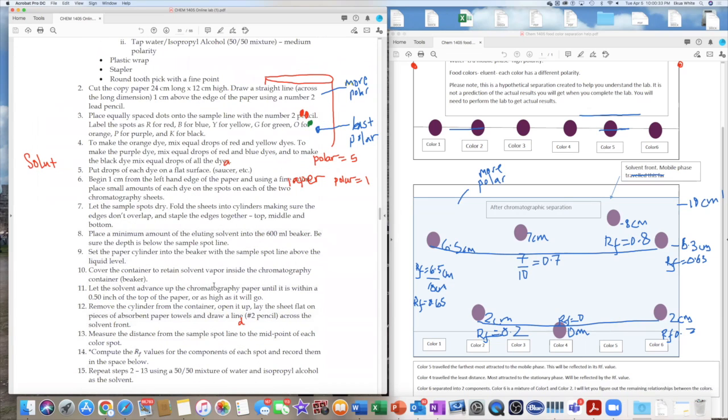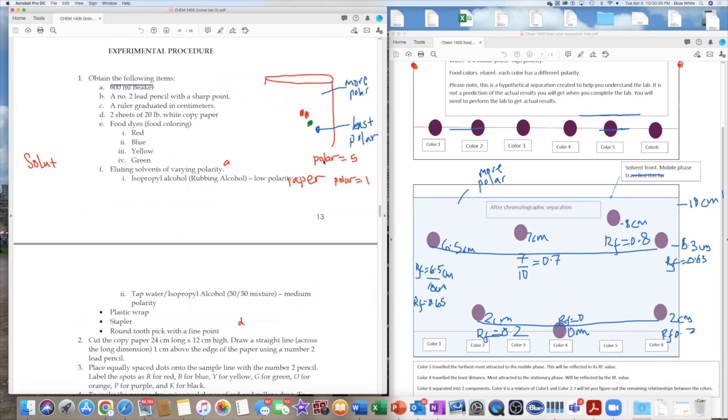And then let me see. Your first solvent is going to be rubbing alcohol. We're told that rubbing alcohol is relatively low polarity. That's isopropyl alcohol. This is all relative. So it's lower in polarity compared to the one that has the mixture of water and alcohol, okay? So we expect to see a separation here, but not as much as the one here.